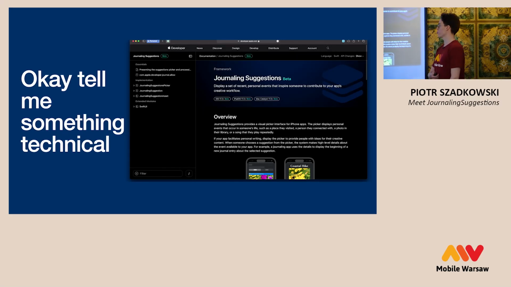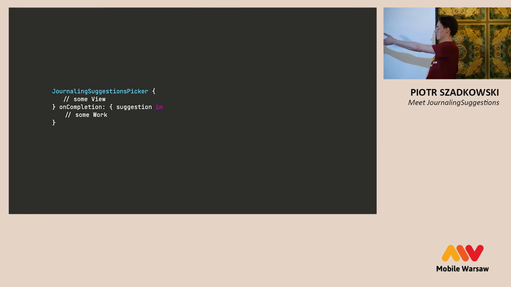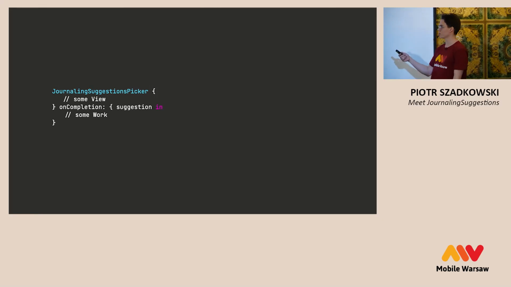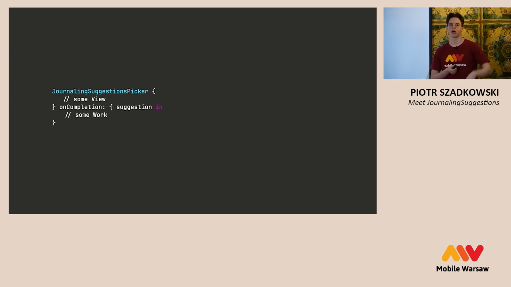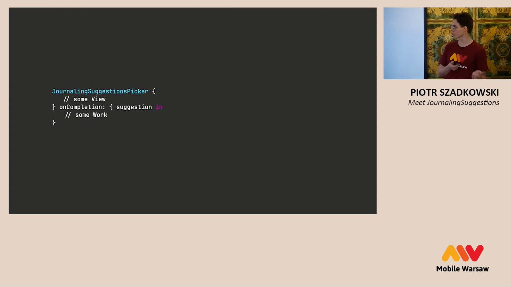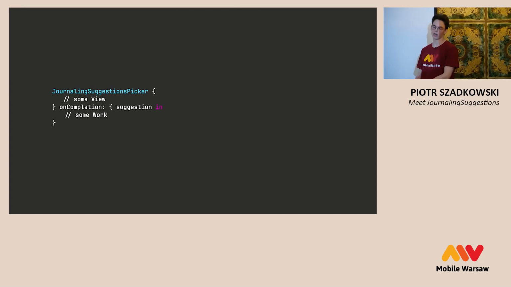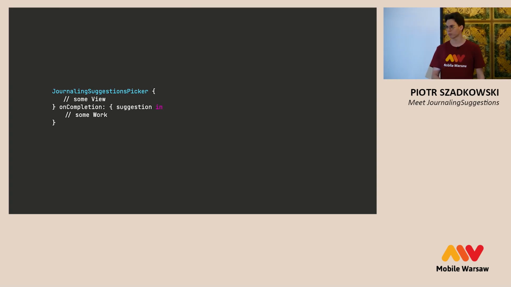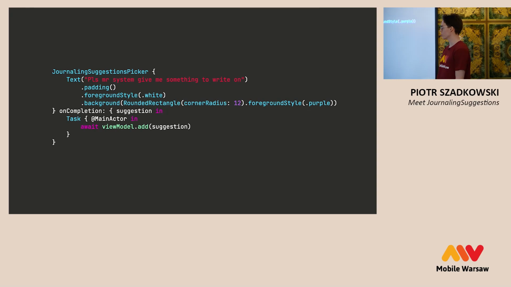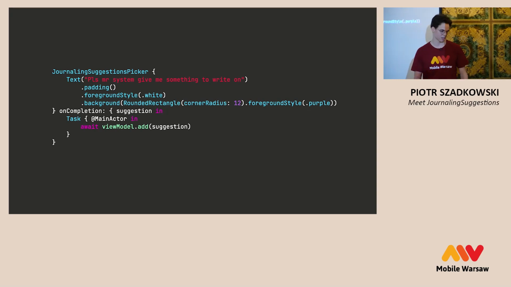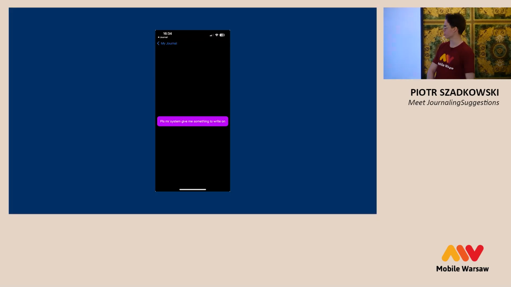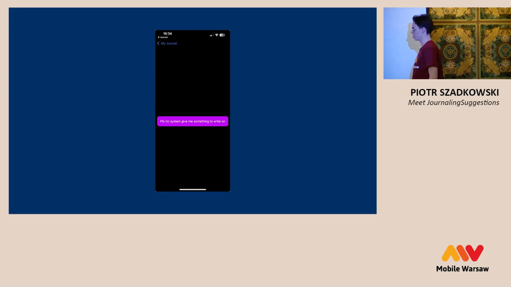The first component that comes with it is the Journaling Suggestion picker, and we can define a SwiftUI view which will serve as a button. After tapping, the picker will show up, and if it's the first time on the device that the user opens the picker, there will be some guidance about what it is, but next time it will just show the picker immediately. And there is also an on-completion, so we can do something with the suggestion that the user picks. We can do whatever we want in here and just handle it somehow. And with this code, we'll get something like that. Awesome. And if I tap, the picker will show.